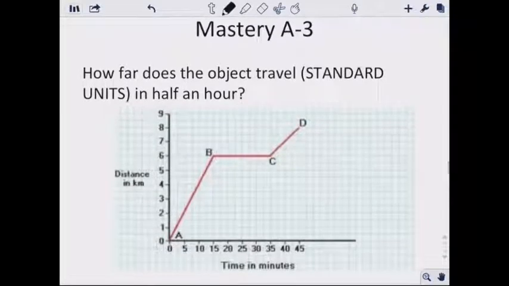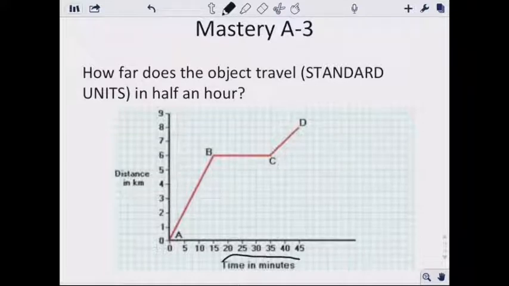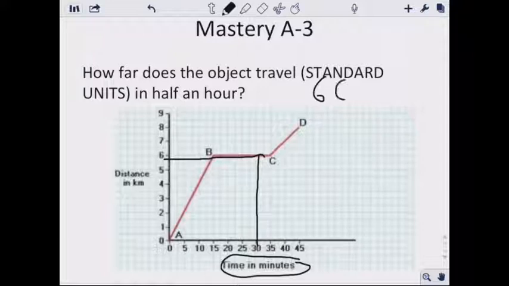And our mastery level says, how far does the object travel in standard units in half an hour? So we see that this is time in minutes, and so we want to find it in standard units, so that means in meters. So half an hour is about 30 minutes, so we go straight up, and then we look at our distance. At half an hour, it's going to be 6 kilometers. And we know that there's 1,000 meters in a kilometer, so it's going to be 6,000 meters.